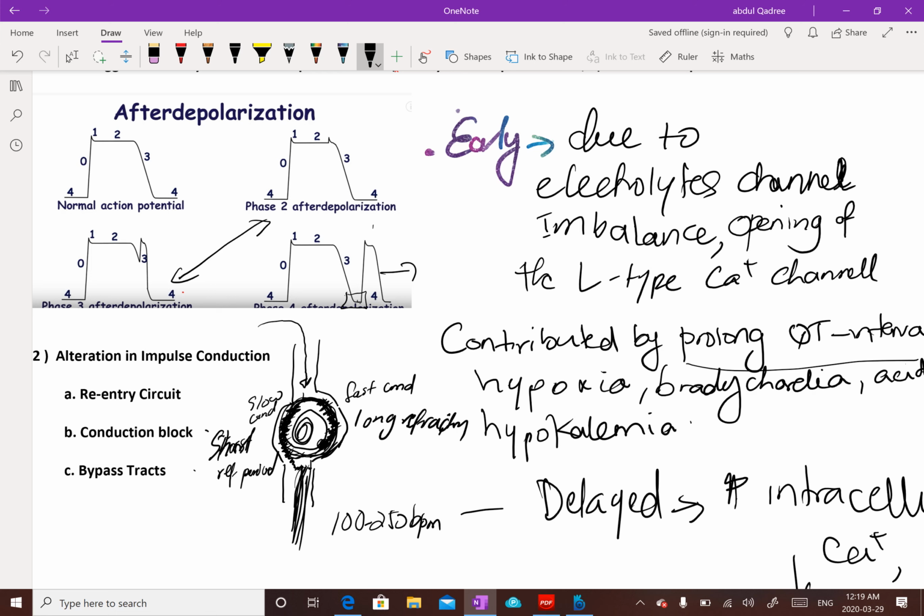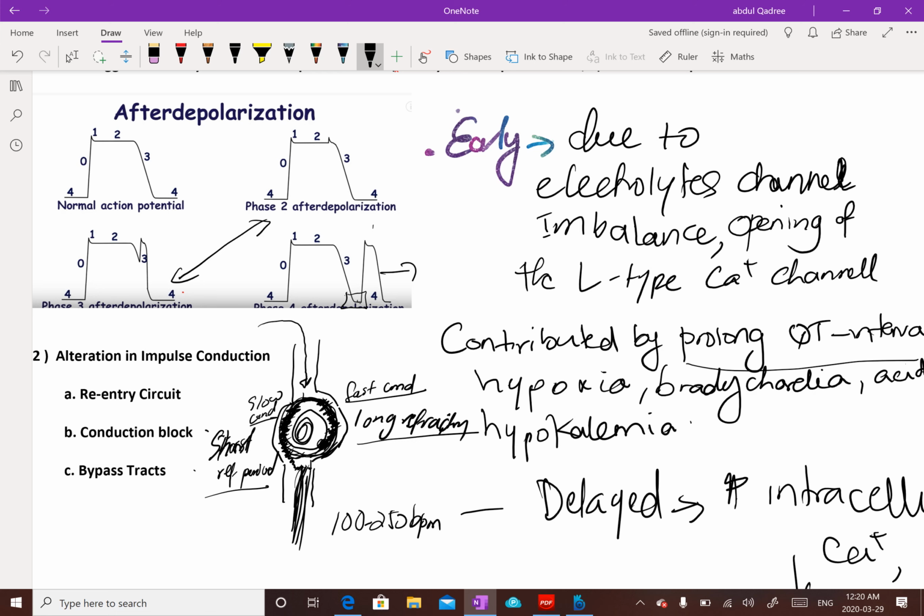So the re-entry circuit basically has a slow conductance pathway with a short refractory period. It has a fast conductance pathway with a long refractory period. The impulse is coming through into the AV node. It goes through the slow pathway and the fast pathway. The fast pathway has a longer refractory period. So with the longer refractory period, you cannot excite the cell until it gets off the refractory period. The slow pathway has a short refractory period.